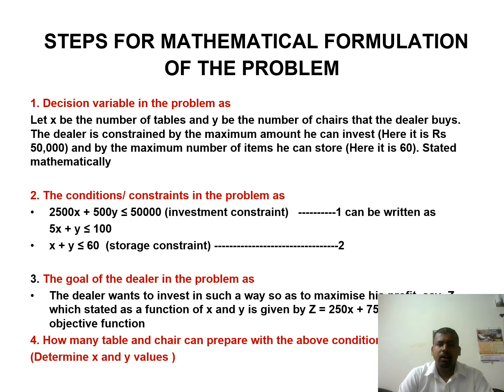So in this slide, the original problem we are going to convert into the formulation of the linear programming problem. For this, certain inputs are required, as we discussed. One is the decision variable, second is the condition, and third is the objective function. Based on this, we are framing the input for the mathematical formulation of the linear programming problem.